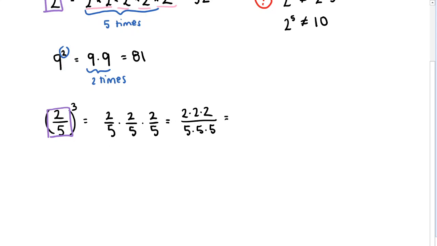Well, 2 times 2 times 2, we already computed that a little bit in the process of computing 2 to the power 5 earlier. And we get 2 times 2 is 4, times 2 again gives us 8. And then what's 5 times 5 times 5? Well, 5 times 5 is 25. And then multiplying that again by 5 gives us 125. So 2 over 5 all cubed is 8 over 125.